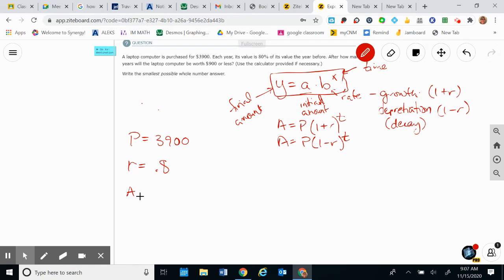Okay, so the laptop is going to be worth 900 or less. So we're going to plug in A is equal to 900, and we'll figure out the inequality in a second, just so we know.